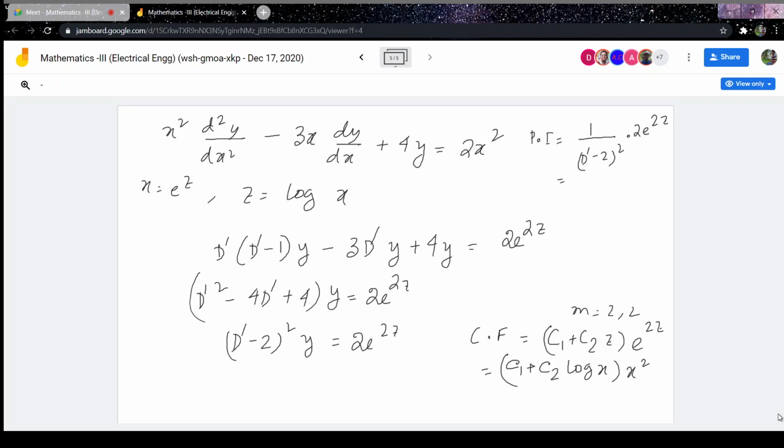Have you found out the complementary function? Yes, ma'am. And so you have got this c1 plus c2 log x multiplied by x square as your complementary function. Yes, ma'am. Okay. Then find out the PI, particular integral.